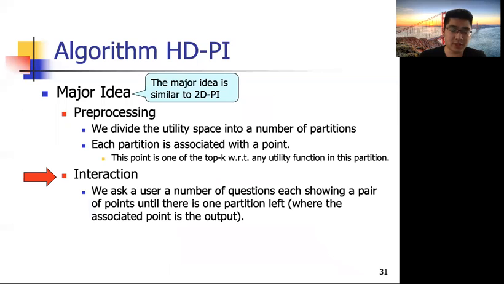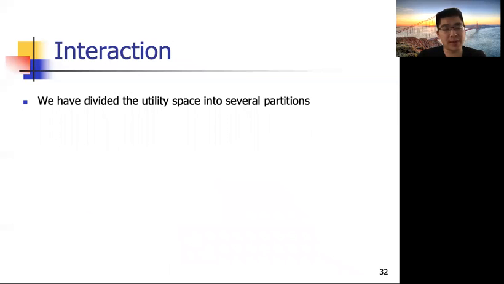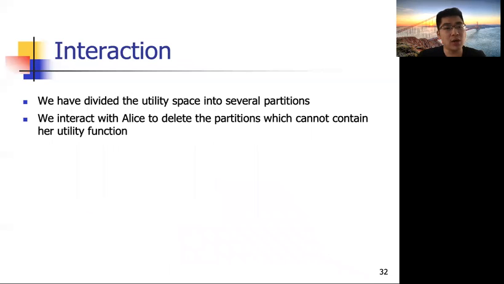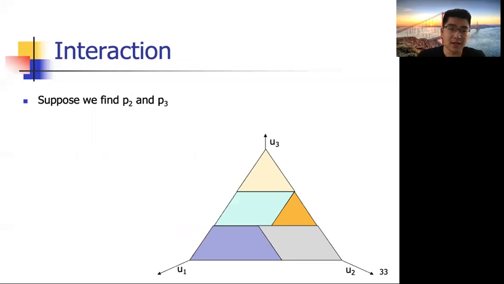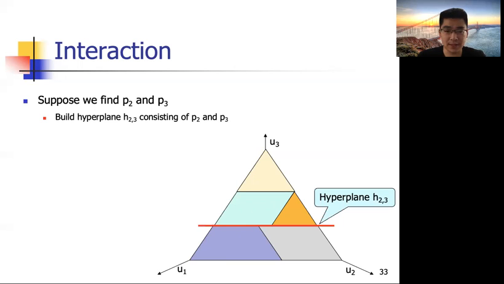Next, we go to the interaction step. We have divided the utility space into several partitions. Now, we are going to interact with Alice to delete the partitions which cannot contain her utility function. Suppose we have two tuples, two used cars, P2 and P3. Then we can build a hyperplane consisting of P2 and P3. In this figure, this red line is a hyperplane. This hyperplane divides the utility space into two halves. Each half contains some partitions. Now we ask Alice, which one do you prefer?